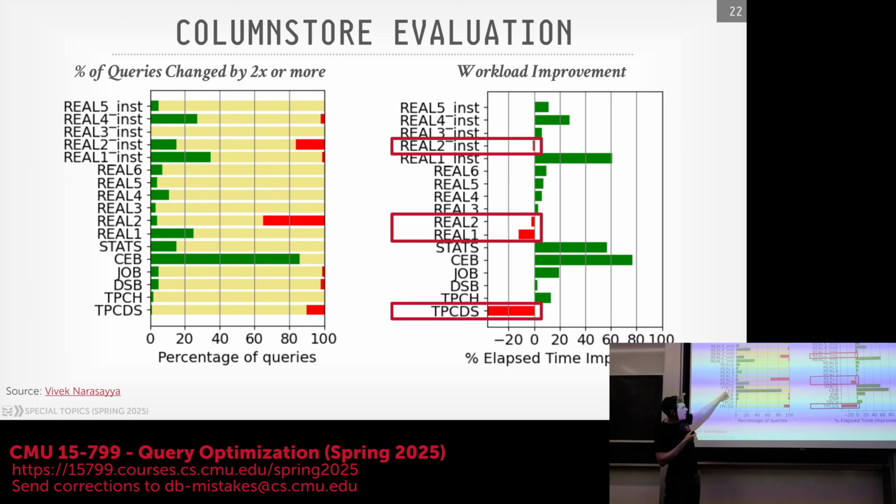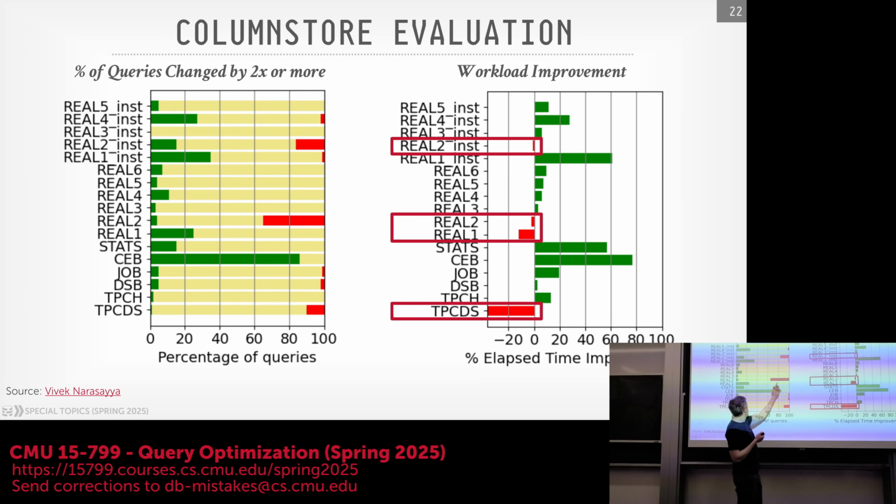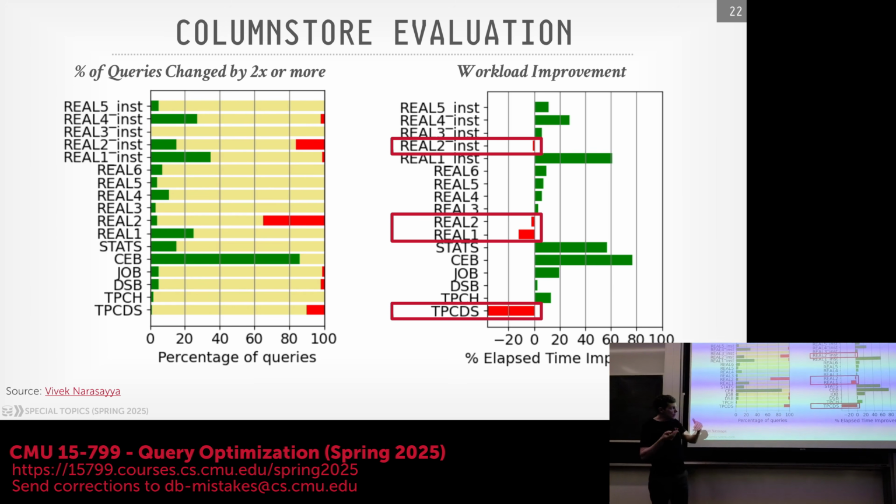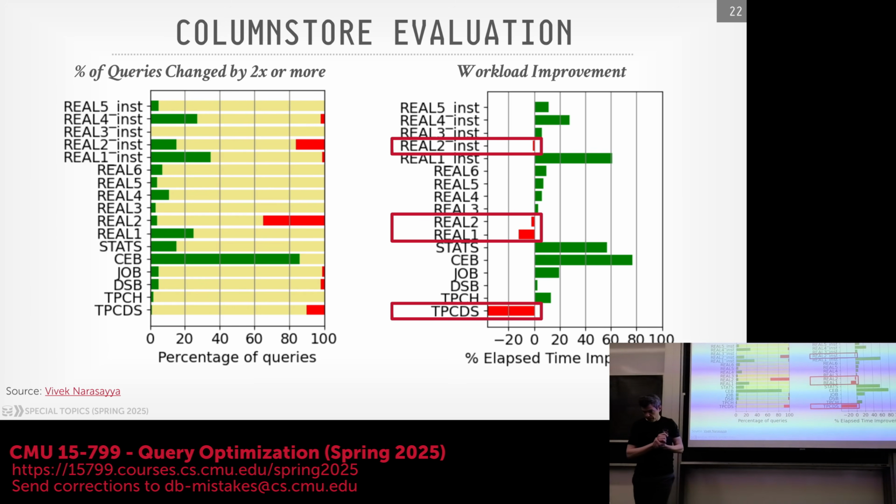Right? In the case of Real 1, there's a large percentage, over 20% of the queries, that are getting at least 2x faster, but the overall runtime is not reduced because the ones that got slower are dominating the total runtime.